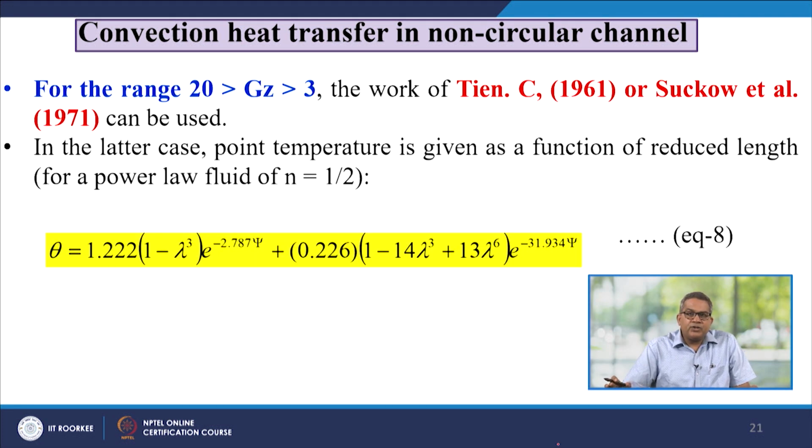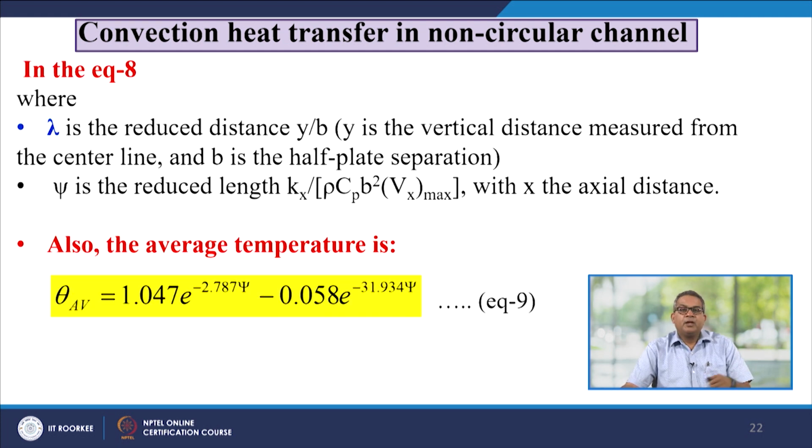Now, for the range when the Graetz number is between 20 and 3, the work of Tien and Sukhov et al. can be used. In the latter case, the point temperature is given as a function of reduced length for the power law fluid, with eta equal to 1 by 2, where this particular equation can be utilized, and this can be represented mathematically like this. Now, if we use equation 8, where lambda is the reduced distance, that is y by B, y is the vertical distance measured from the center line, B is the half plate separation, and psi is the reduced length.